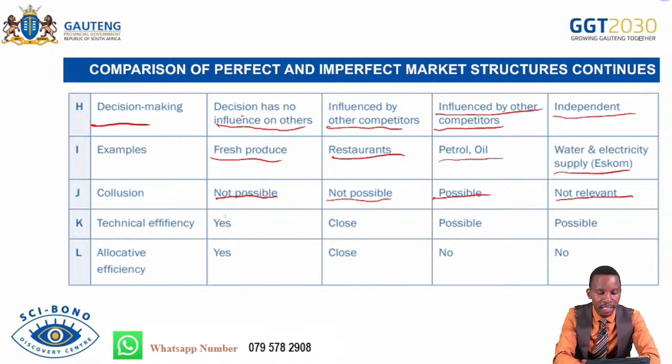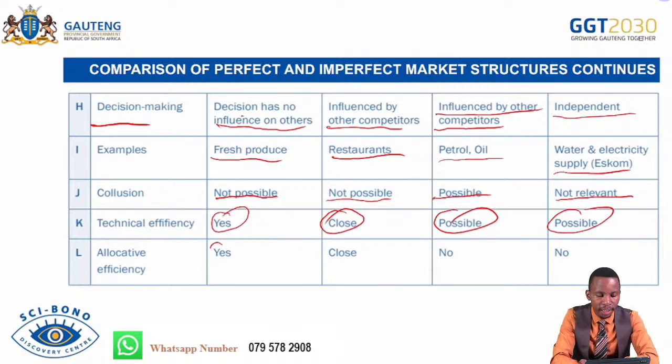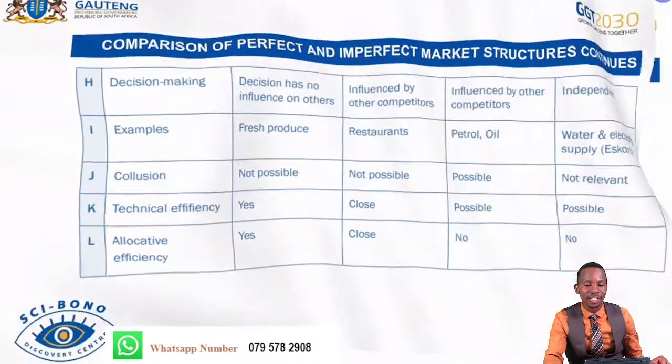Technical efficiency, it is achievable under the perfect market, very close to achieve. It is slightly possible under oligopoly, and it is possible under the monopoly. Allocative efficiency, it is achievable under the perfect market, very close to achieve under monopolistic because of competition, and then it is not achieved under the oligopoly as well as monopoly. This was just the summary of the market structure.